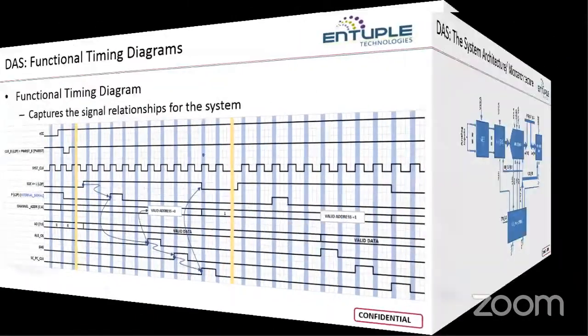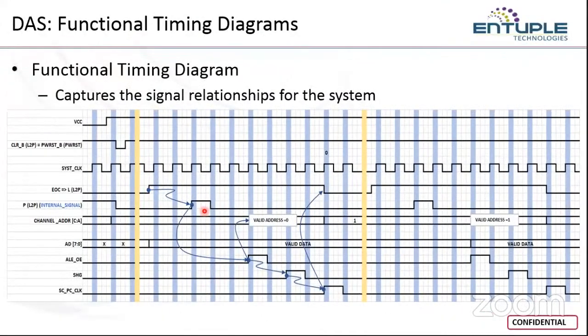And this is going to be the functional diagram. At which point my supply should be high, when should my system go for reset, and what is going to be the system clock, whether it is an active high or active low clock. You'll be having different signals, like end of conversion, power on reset, channel address. Because you are going to store the data, what should be the data address?